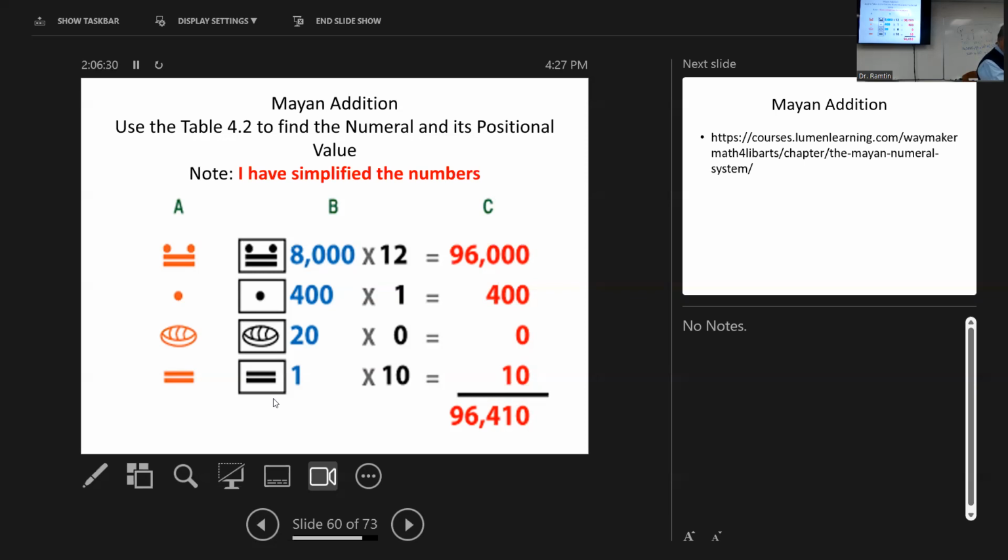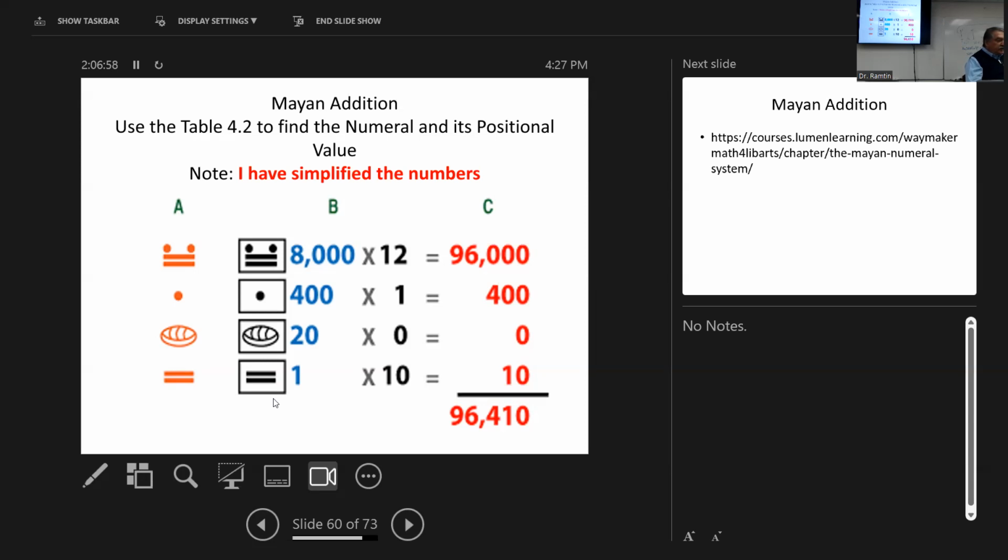Okay. So then we multiply the positional values by those numerical values. We get the column C. Okay, 96,400 plus 10. We add them up, we get 96,410. Did you guys follow what we did here?